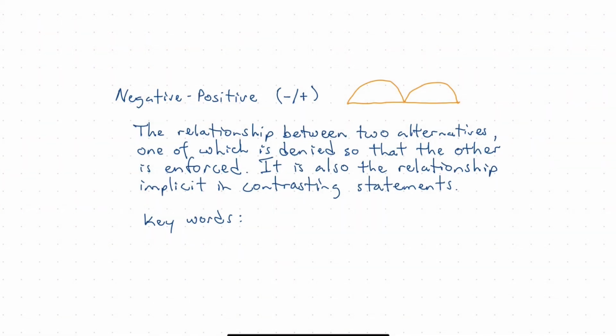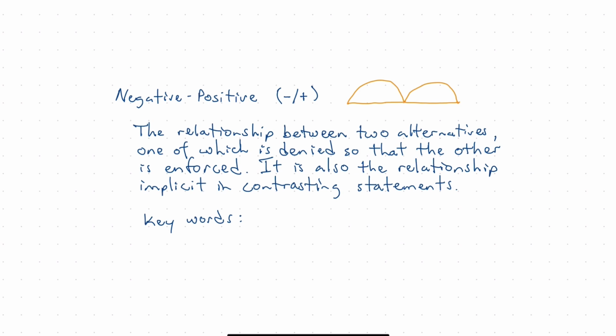Let's look at the relationship of negative, positive. Negative, positive. And for the symbol, we're just going to use a minus and a plus sign there. And the definition of negative, positive is this: the relationship between two alternatives, one of which is denied so that the other is enforced. It is also the relationship implicit in contrasting statements.